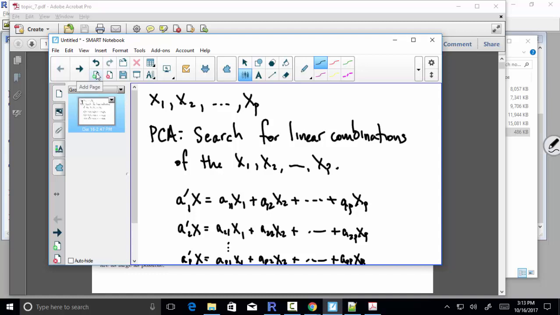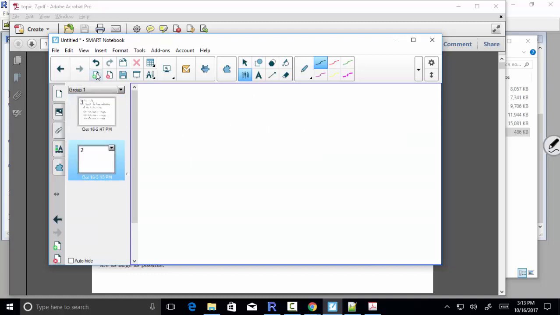And the short story is, each of those linear combinations is called a principal component. So each variable that's a linear combination we discover, we're going to call a principal component. The first principal component is what we called A1 transpose X.